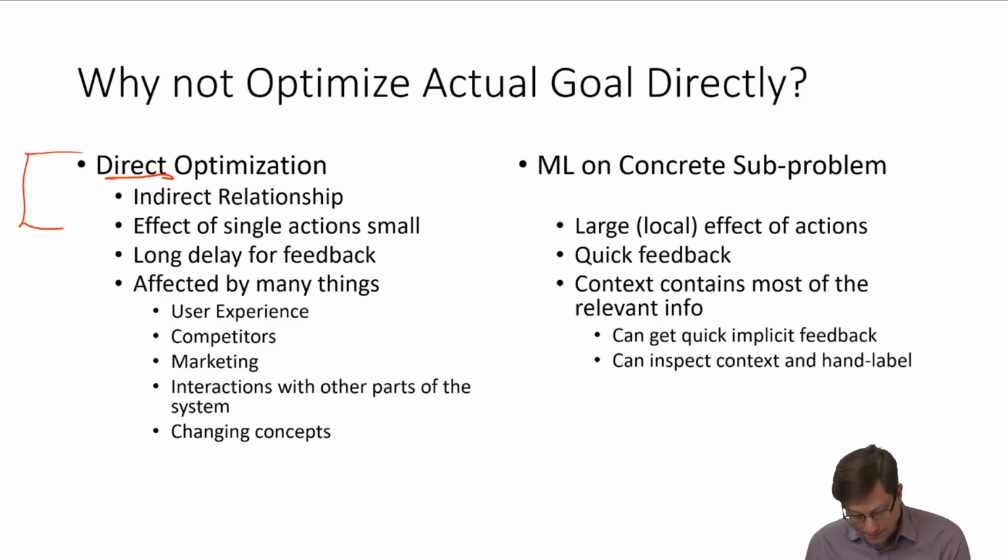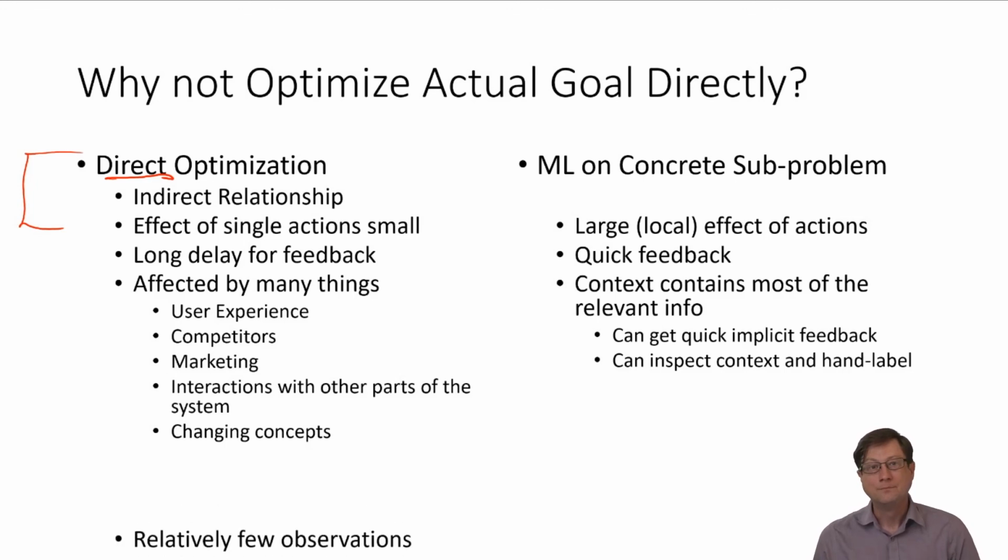You want instead to have large local effects with quick feedback, and the context contains most of the relevant information. It's okay if your features or your context don't contain everything about the problem you're trying to solve, but it should contain most things, or a pretty good representation of the things you're trying to model.